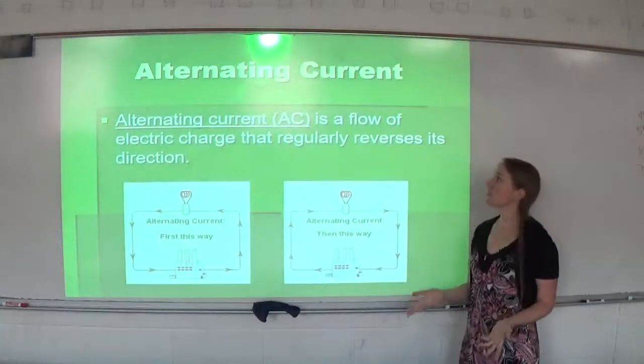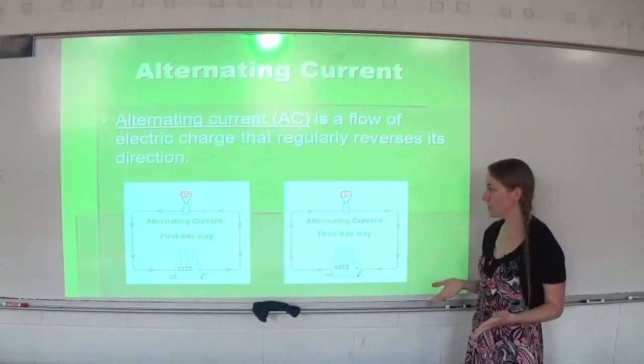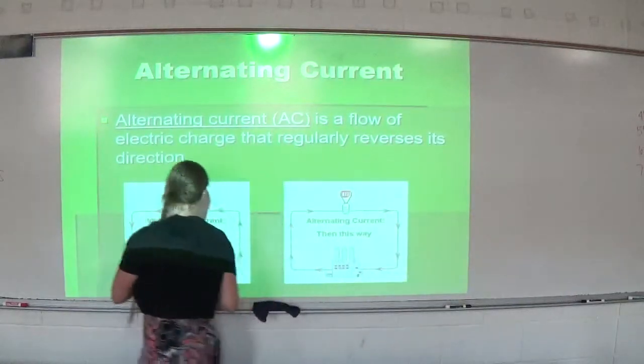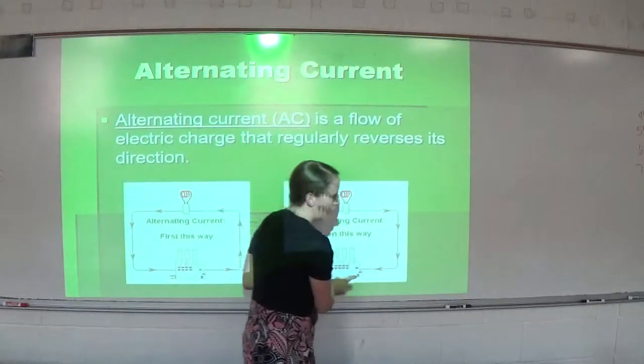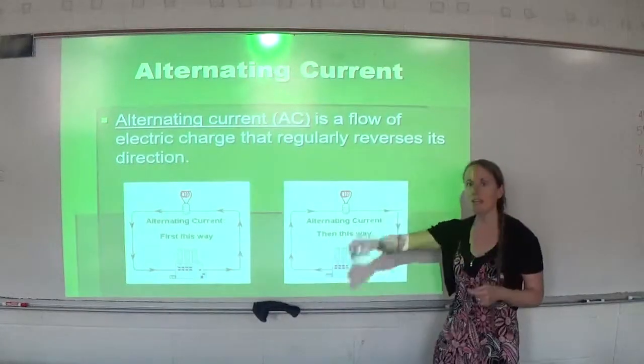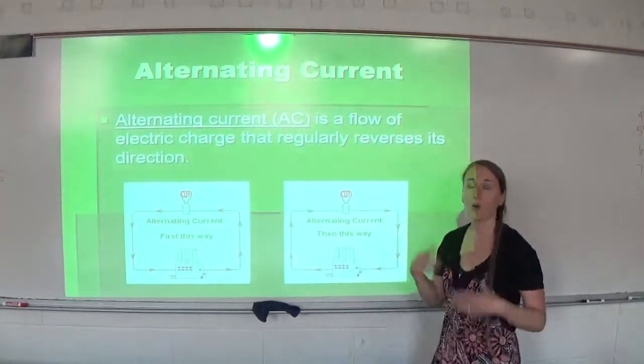Alternating current, or AC, on the other hand, is the flow of electric charge that regularly reverses its direction. If you look, we have our current traveling this way, but then we have it traveling this way. So direct current stays in the same direction the whole time. Alternating current is going to switch directions, or alternate directions.